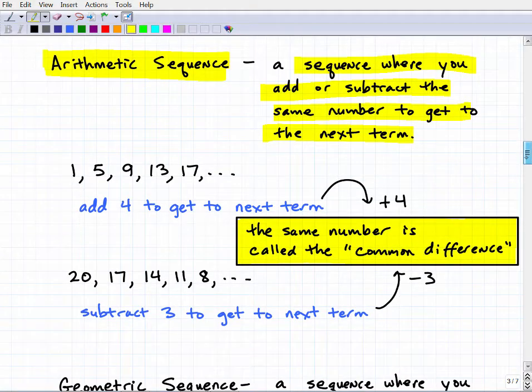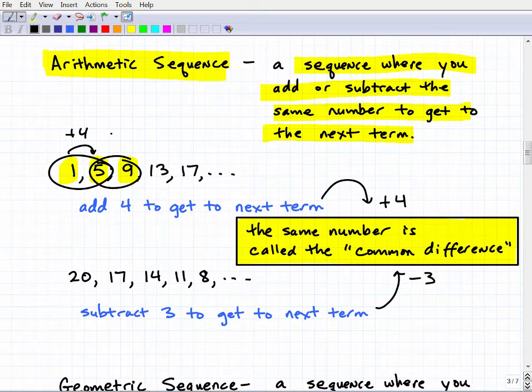So let's take a look at 2 examples here. You can see here from 1 to 5, I'm adding 4. 5 to 9, I'm adding 4. If I just asked you, what type of sequence is this, you have to do more than just check the first 2. You have to check a couple, okay? Now I'm adding 4. This works. Let me go from here to here. That works as well. And you might want to check one more, okay?